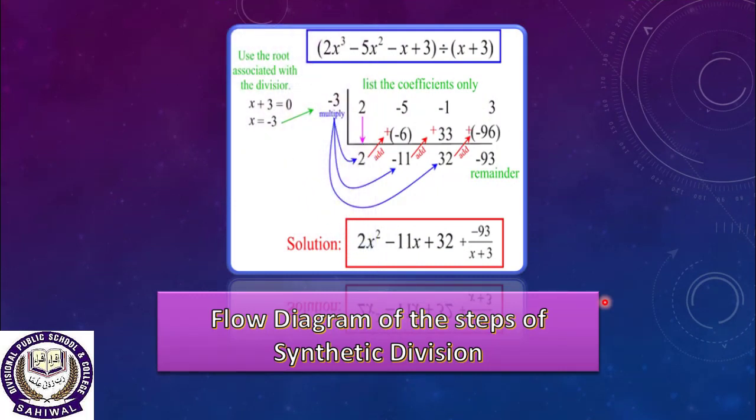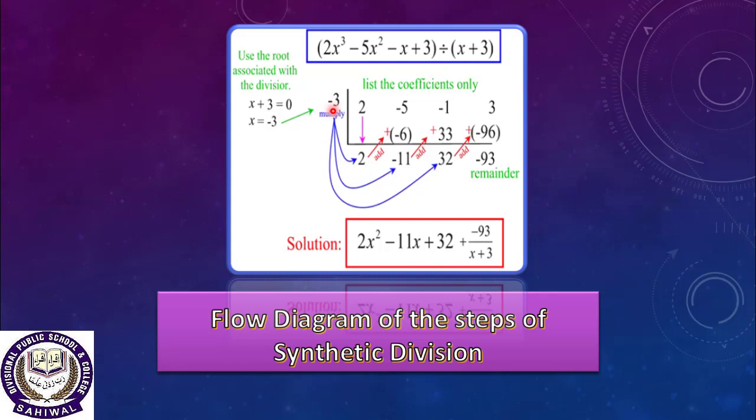This is the flow diagram of the steps of synthetic division. First of all, we list the coefficients only, 2, -5, -1 and 3. Then, we use the root associated with the divisor or the constant term in the divisor. We put the divisor equal to 0, x plus 3 is equal to 0, then x is equal to -3, or we just change the sign from +3 to -3. Then we bring this 2 down without any change in it.